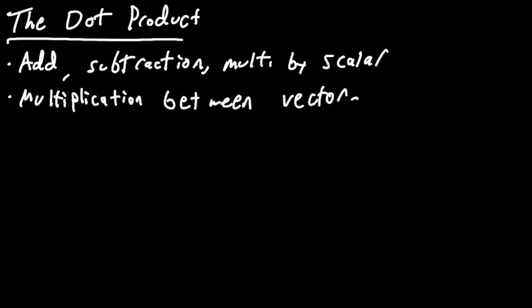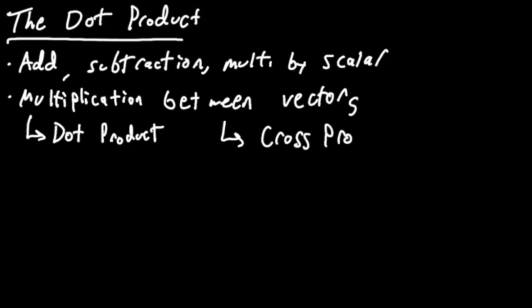And an interesting note is we can actually define multiplication between vectors in more than one way. So there's two different ways we're going to look at multiplication between vectors. One of them is called the dot product, which is what we're learning today. The other one is called the cross product, which we'll learn in another video.